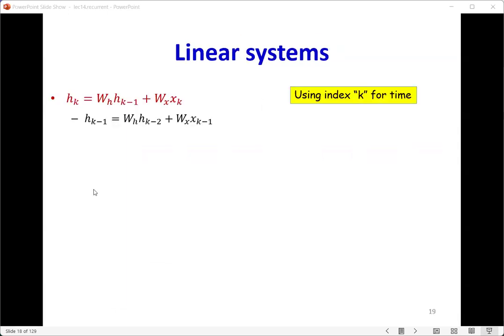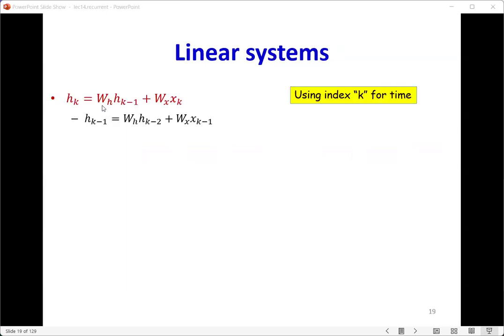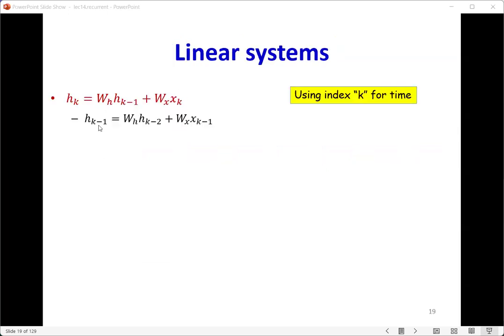Here's what we had. h_k, because h was the same as z, identity activation. So h_k was W_h times h_{k-1} plus W_x times x_k. W_x is the weight matrix that applies to the input. But then h_{k-1} itself was W_h times h_{k-2} plus W_x x_{k-1}. So let me plug this in over here. And so you're going to get h_k equals W_h squared times h_{k-2} plus W_h times W_x times x_{k-1} plus W_x x_k. Is this making sense?